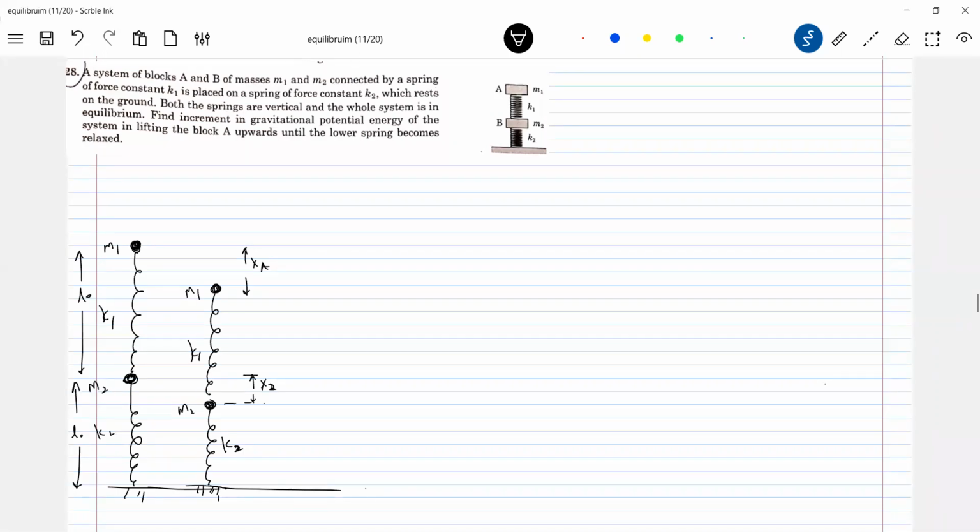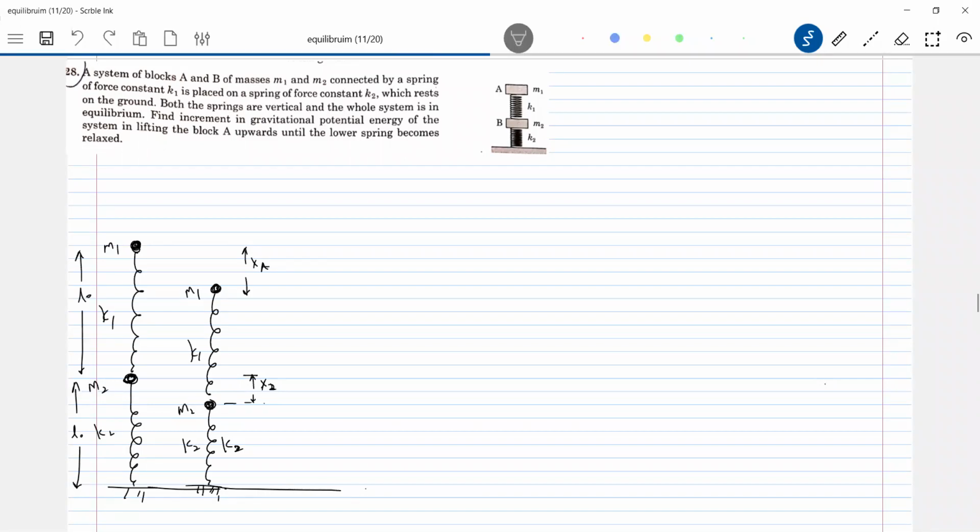This is about the springs. So displacement of block M2, let it be X2, and that will be the compression in the spring. Clear? And what is XA? The displacement of block M1, let it be XA. XA will not be the compression. The compression of the upper spring has to be determined, whereas X2 is the compression of the lower spring. So they are in equilibrium. So what are the forces?